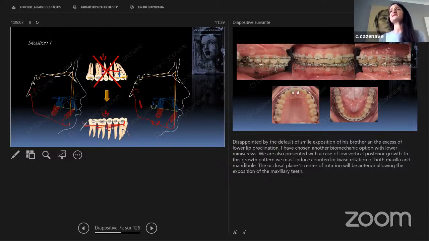We are also presented with a case of low vertical posterior growth. In this growth pattern, we must induce counterclockwise rotation of both maxilla and mandible. The occlusal plane center of rotation will be anterior, allowing the exposition of the maxillary teeth.